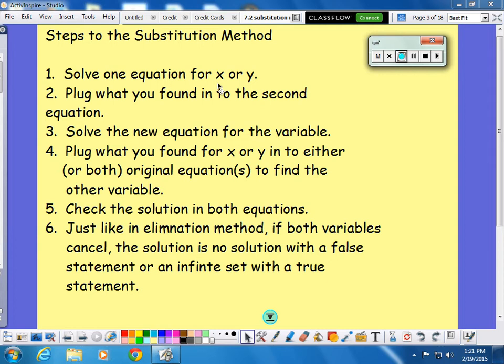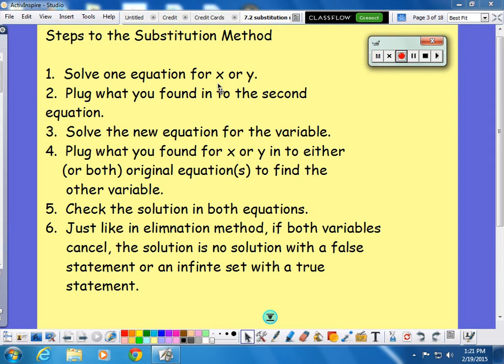Alright, number 2, plug in what you found into the second equation. That's important. Don't plug the equation you solved for back into itself. You always get a consistent dependent system. So if I solve for y, I'm going to plug into the second equation in for what? Y. That's what I solved for, okay?